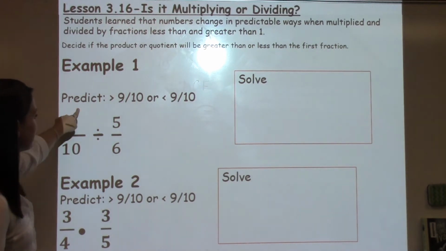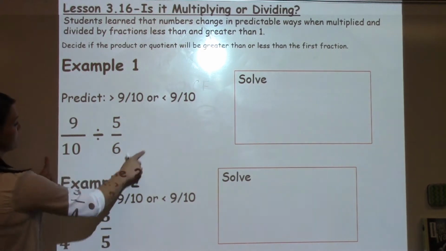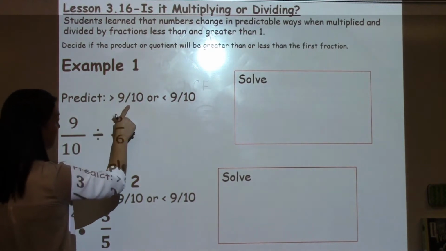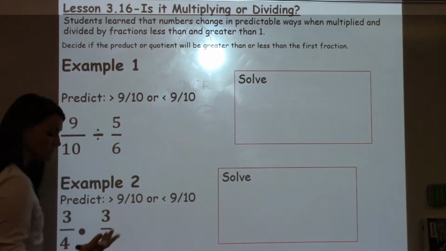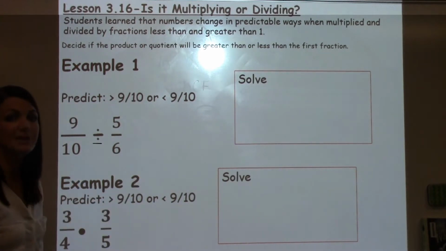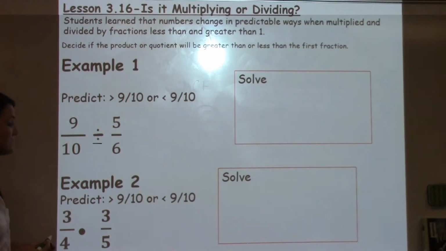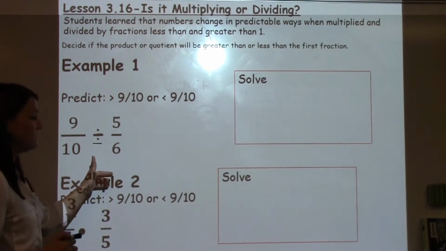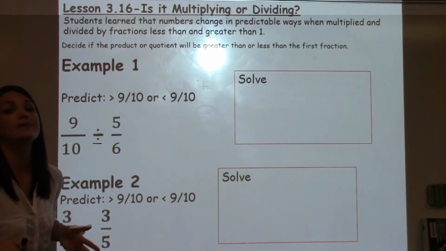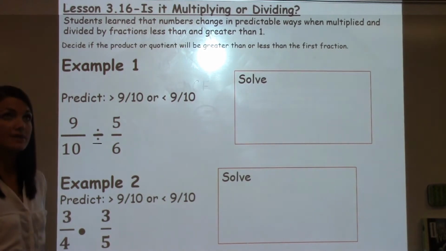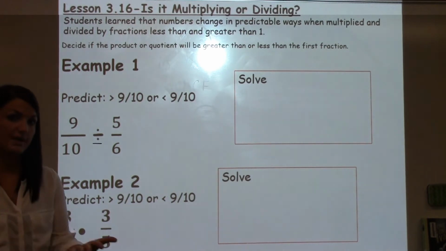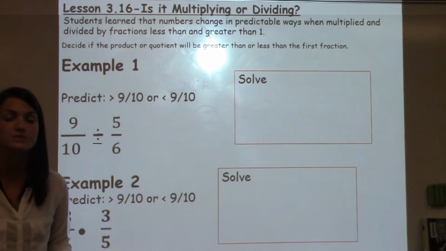The first one says to predict: is my answer for this problem, 9/10 divided by 5/6, going to be greater than 9/10 or less than 9/10? So the first thing I want to look at is my operation, because the operation always tells me a lot about what is going to happen with my answer. Normally with division and with whole numbers, my answers always get smaller. Think 10 divided by 2, my answer is going to be 5. My answer always gets smaller because with division I'm chopping things up or putting them into groups.